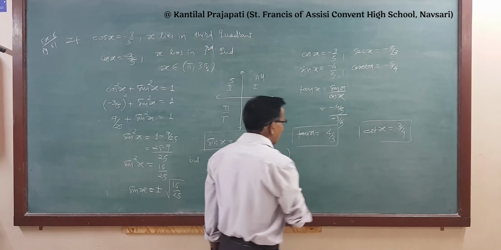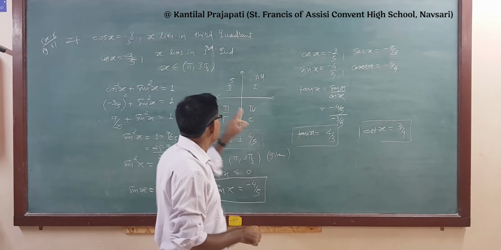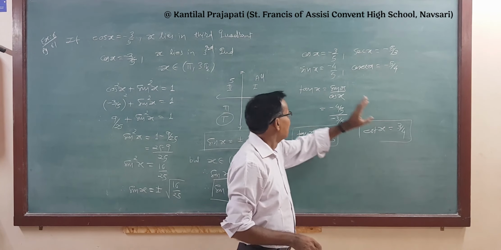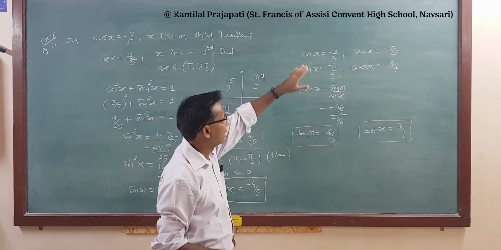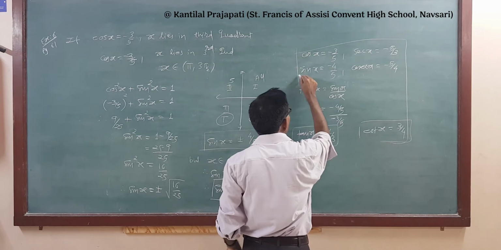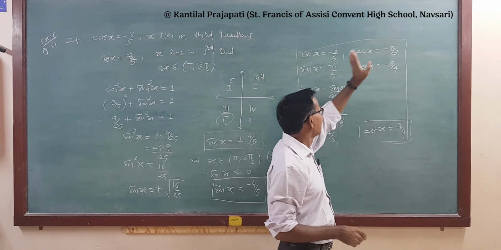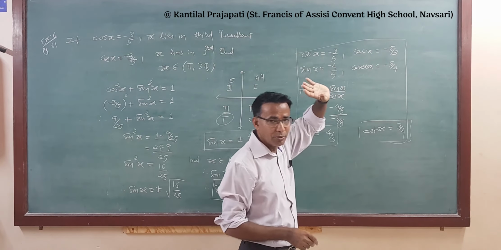See here, x lies in the third quadrant. So in the third quadrant, tangent is positive, T is positive, that is tan x is 4 by 3, its reciprocal is also positive, so we get cot x is 3 by 4. Remaining all are negative. These two are positive, remaining all are negative. So you can see this: cos x is minus 3 by 5, sec x is minus 5 by 3, sin x is minus 4 by 5, and cosec x is minus 5 by 4.